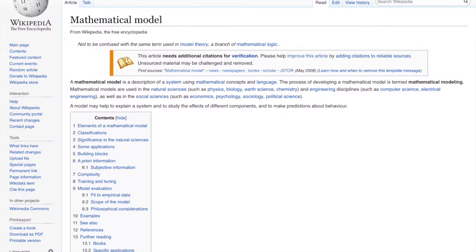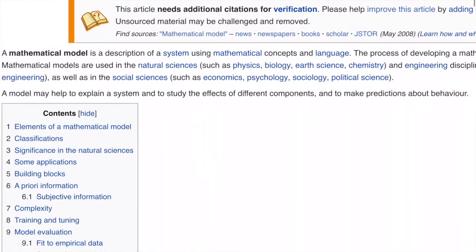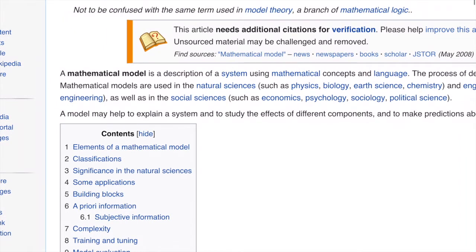Today we are going to discuss why you need a mathematical model in your processes and, generally speaking, for business. First of all, what is a mathematical model? Well, let's take a look at Wikipedia. A mathematical model is a description of a system using mathematical concepts and language.